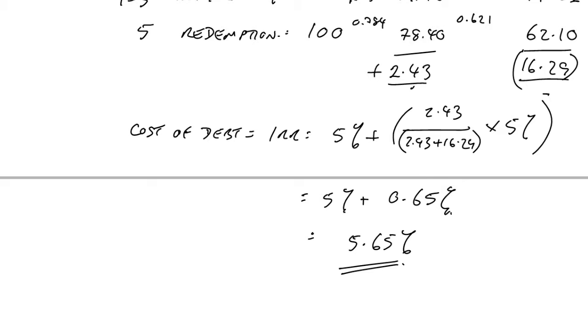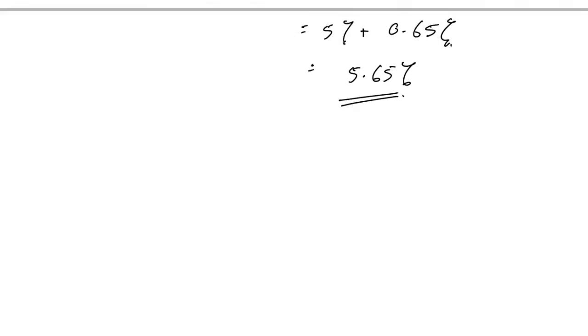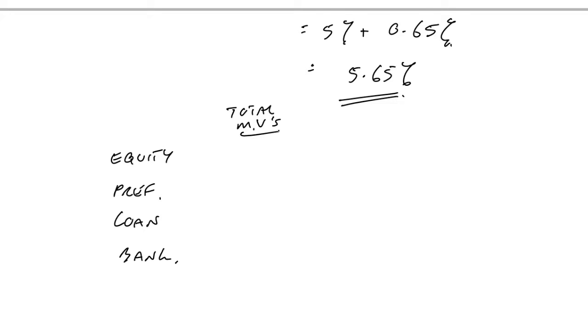But all you can really say is somewhere between 5 and 6. We're not worried about that being precise. Anyway, I now know the costs of each of the 4 sources. We need a weighting, and we weight by market values. So the 4 sources: there's equity, there's preference shares, there's loan notes, and there's bank. We know the costs, I'll write them down in a minute, but we need the total market values of each source. So let's run through.